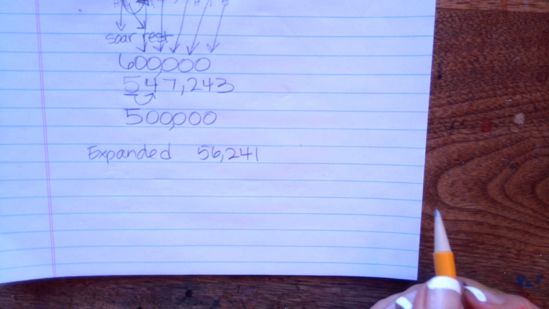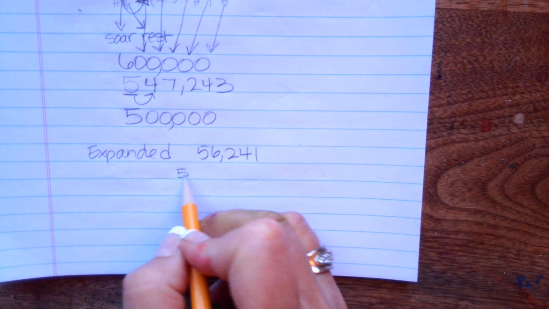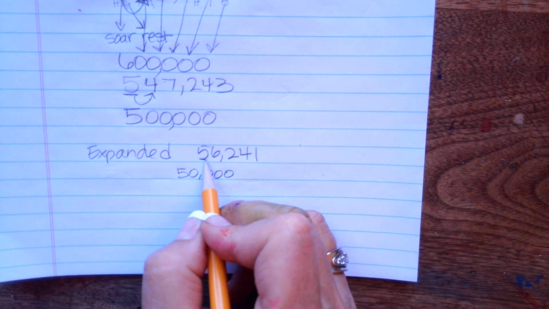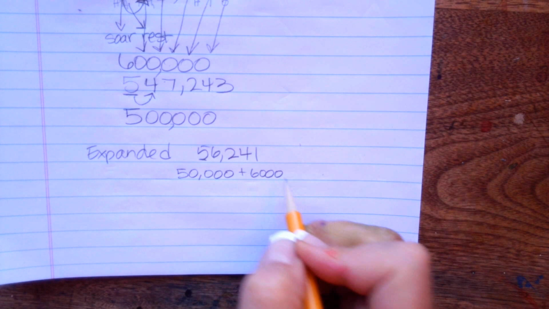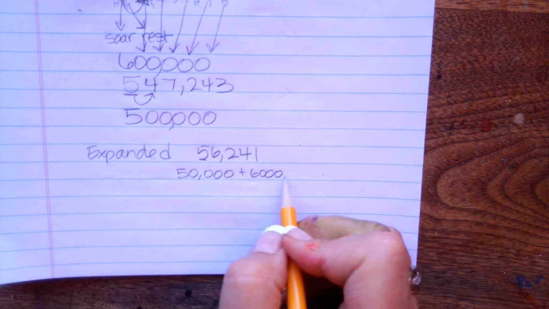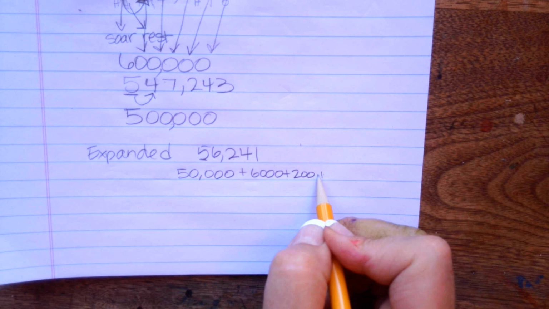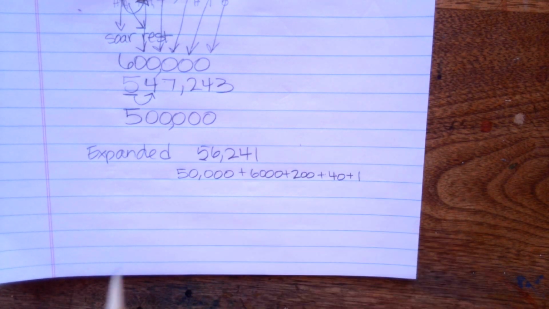56,241. Remember, expanded form means that we take the digit and we talk about what it's worth. This is a 5, but it's worth 50,000. This is a 6, but it's worth 6,000. This is a 2, it's worth 200. This is a 4, it's worth 40, and this is a 1. So that's expanded form. So now you can do all of those ones that are like that.